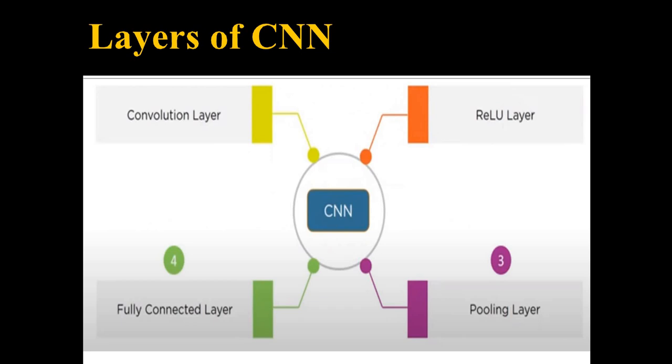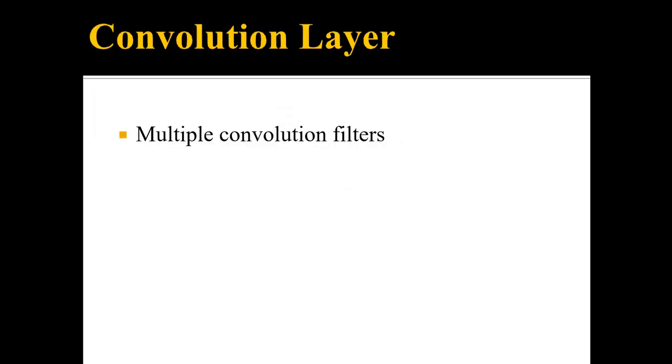These are the four layers of a convolutional neural network. First is the convolutional layer, then the ReLU layer, that is the rectified linear unit layer, then the pooling layer, and last is the fully connected layer. We will see all the layers one by one. First is the convolutional layer.